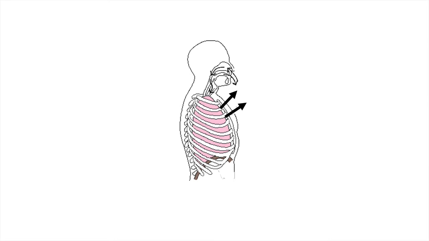Now let's discuss expiration. At rest, you exhale as a result of the inspiratory muscles relaxing. In the example of the diaphragm relaxing, the abdominal organs just passively push against it, causing the size of the thoracic cavity to decrease. And if any other inhalation muscles relax, they will also decrease the volume of the thoracic cavity. All this works to push against the lungs, forcing air out of the body.